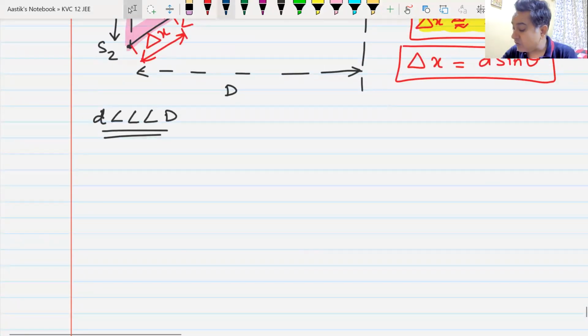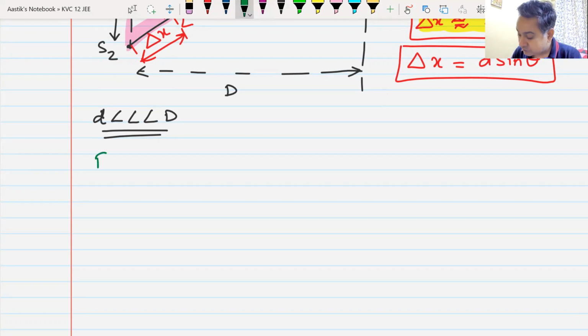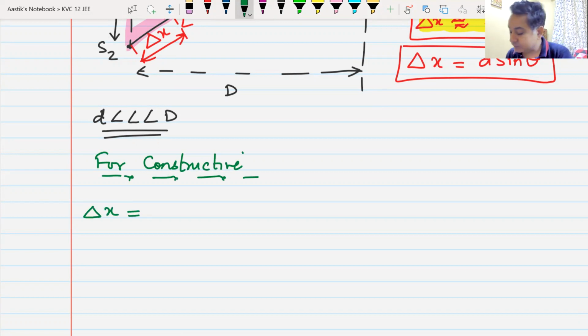Now, let us say I want constructive interference at P or any point. For constructive interference, what should be the value of delta x? I'm asking you. For constructive interference, what should be the value of delta x? N lambda. Yes or no, my dear friends?